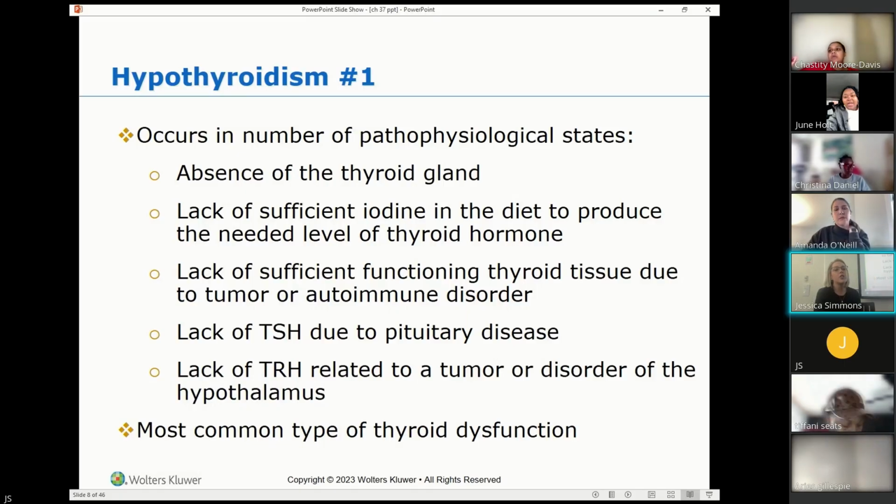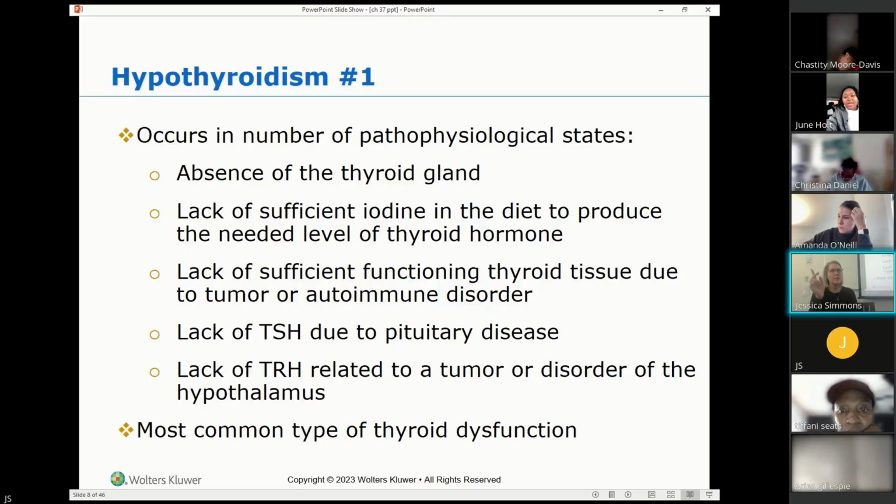Lack of TSH due to a pituitary disease, or lack of TRH related to a tumor or disorder of the hypothalamus. Remember, the hypothalamus releasing TRH is what starts the negative feedback loop. So if there's any disruption within any part of that loop, you're going to have a disruption of hormone production, right? If there's something wrong with the hypothalamus releasing TRH, nobody's going to tell the thyroid to release T3, T4. So it's a waterfall effect. And this is the most common type of thyroid dysfunction.